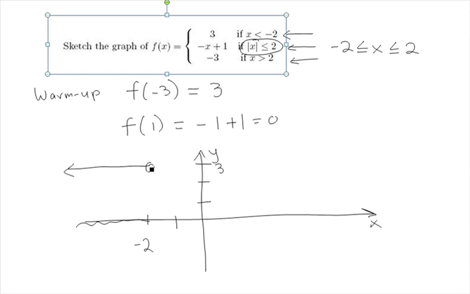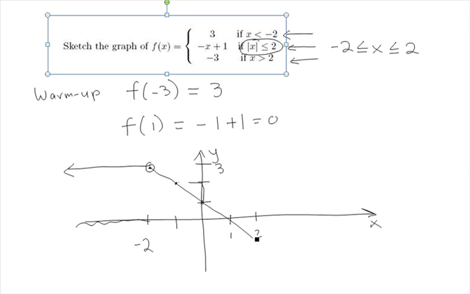Between -2 and 2, the value of the function is defined by -x plus 1. -x plus 1 is a line, its graph is a line, y-intercept is 1, and the slope is -1. So it goes up 1, over 1, there's another point. Up 1, over 1, there's another point. And so this function's graph is going to look like a line for values between -2 and 2.